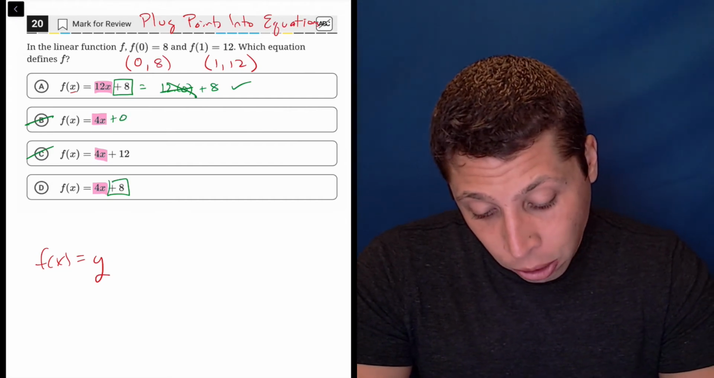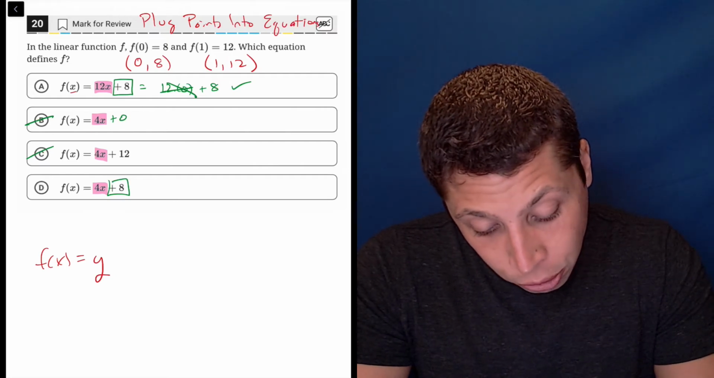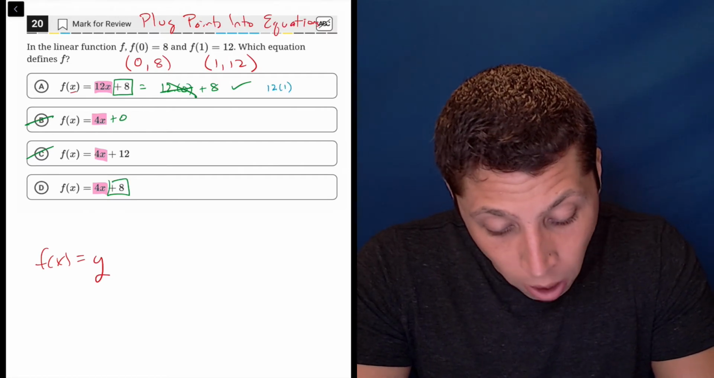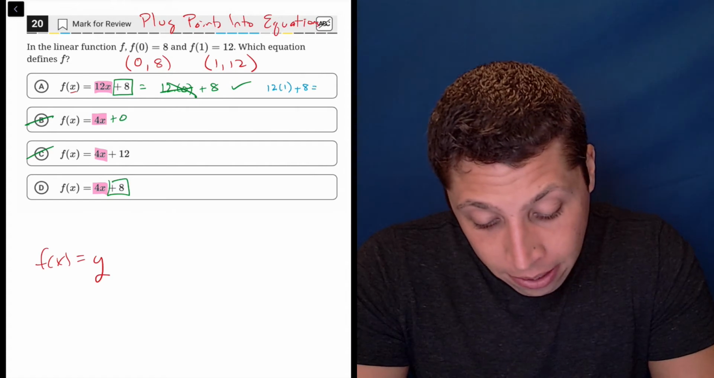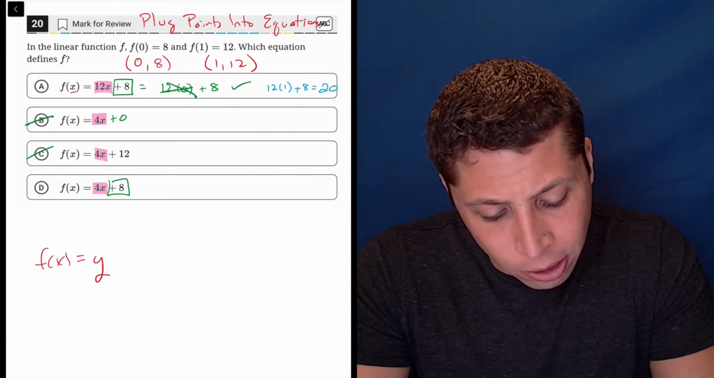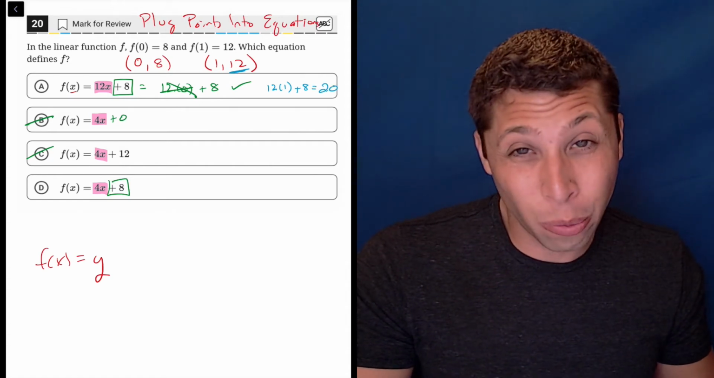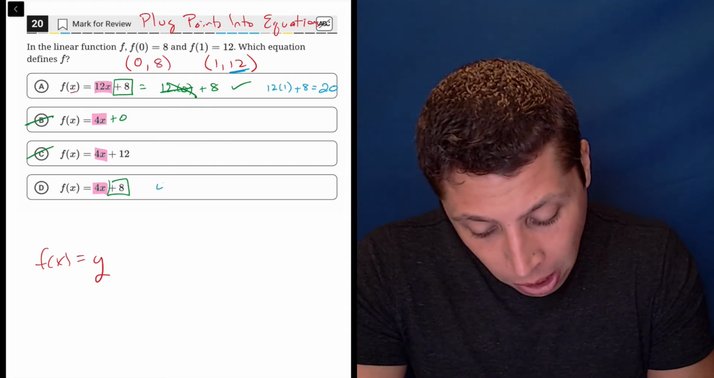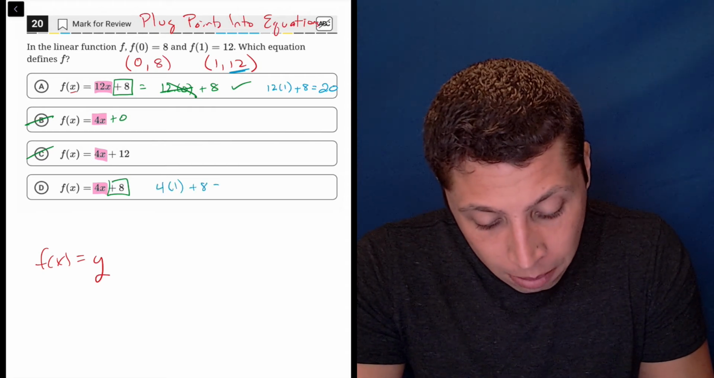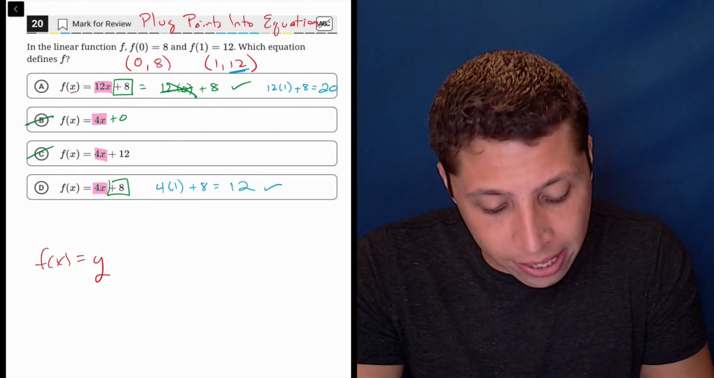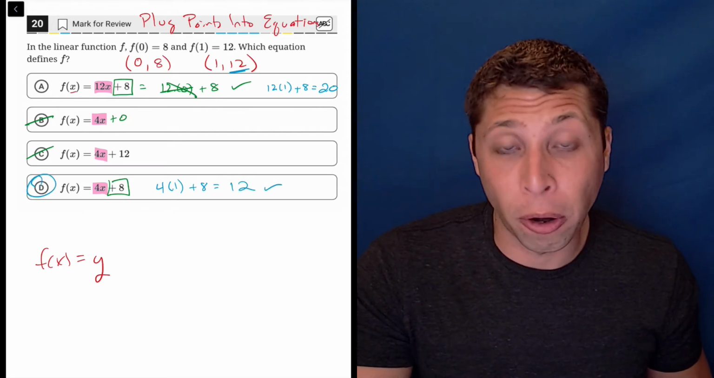Let's see what happens there. So in choice A, we would now do 12 times 1 plus 8. And 12 times 1 is 12, plus 8 is 20. But notice we're supposed to get 12. That doesn't work. Let's see if D works. That would be 4 times 1 plus 8. And 4 plus 8 is 12. And that checks out for both our points.